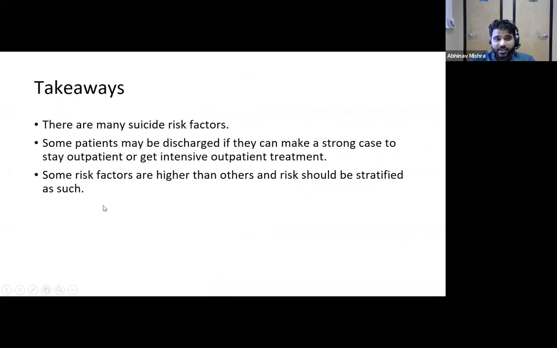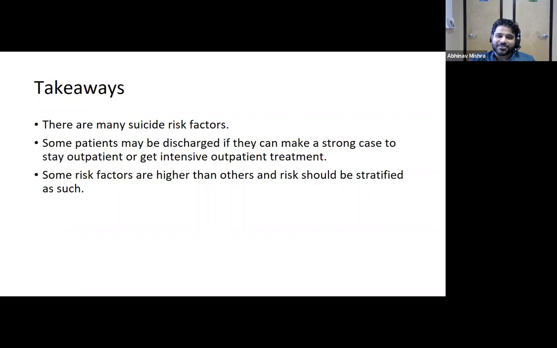Some of the takeaways that we have, of course, there are many risk factors. You know, I gave you that laundry list at the beginning that I didn't want to read. Remember that some patients can be discharged if they make a strong case to go outpatient or get intensive outpatient treatment. Some patients that come into the emergency department, you'll hear a lot of the ED docs say, oh, this patient needs to be in the hospital. Let us make that decision, only because sometimes there's a little bit more nuance and our resources, like I said, are limited. So always remember that.